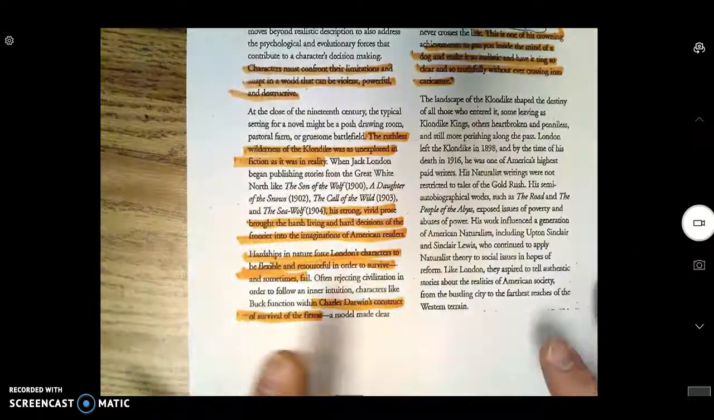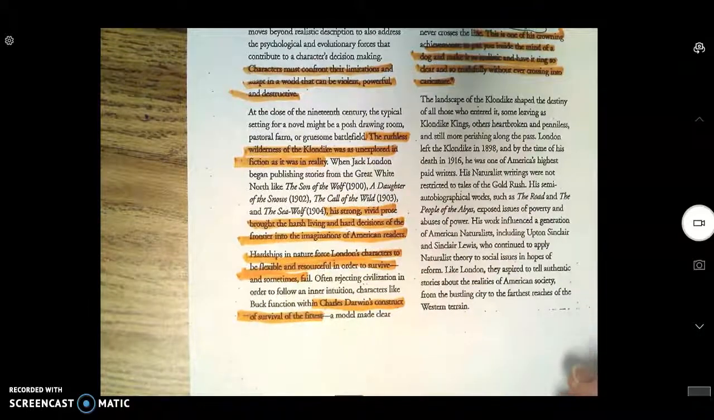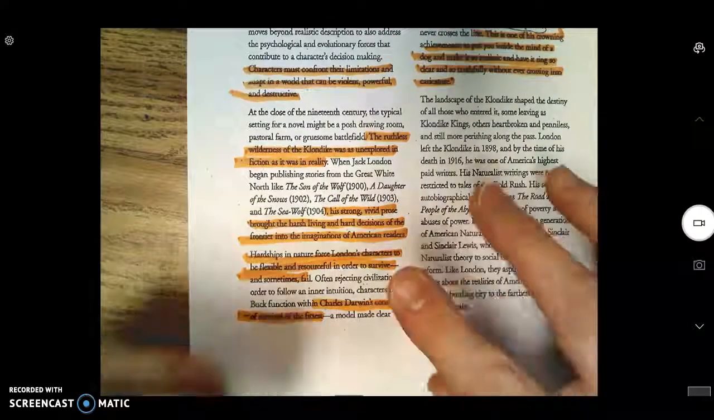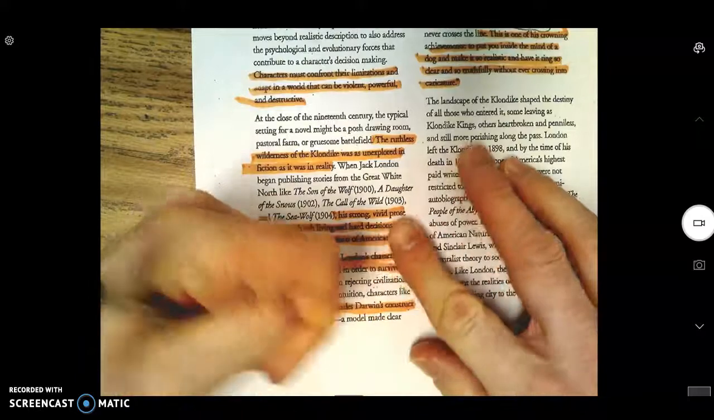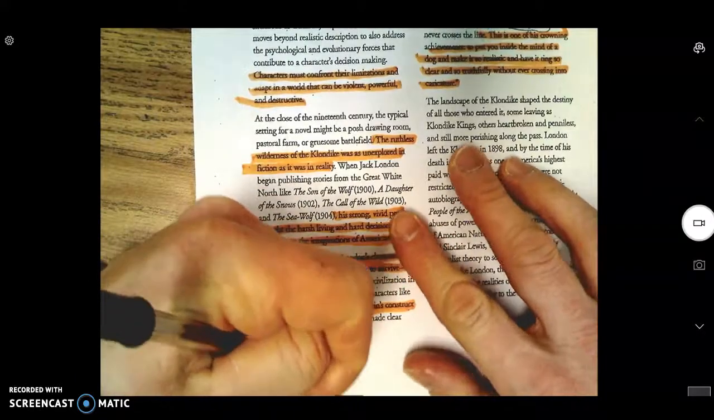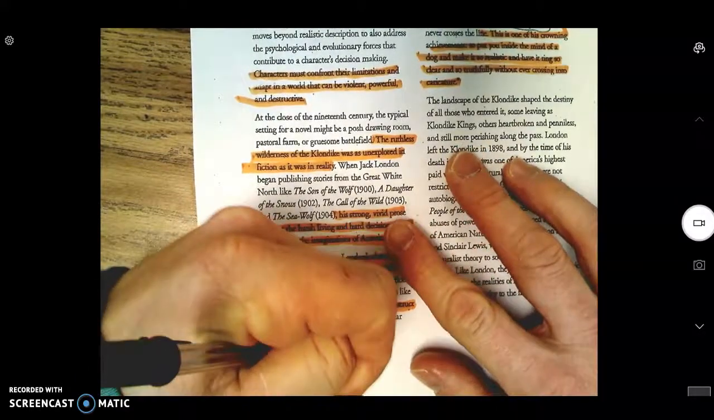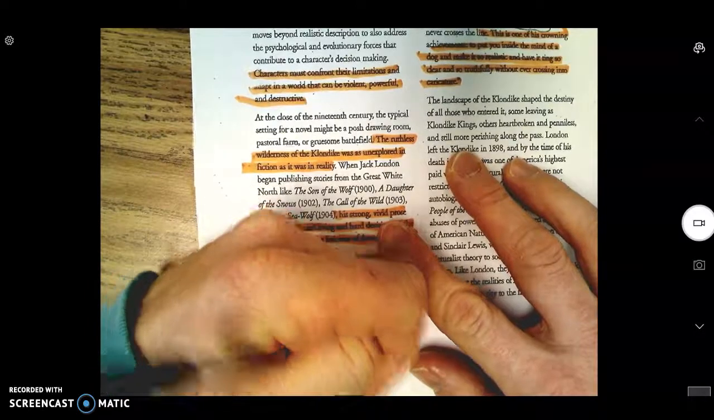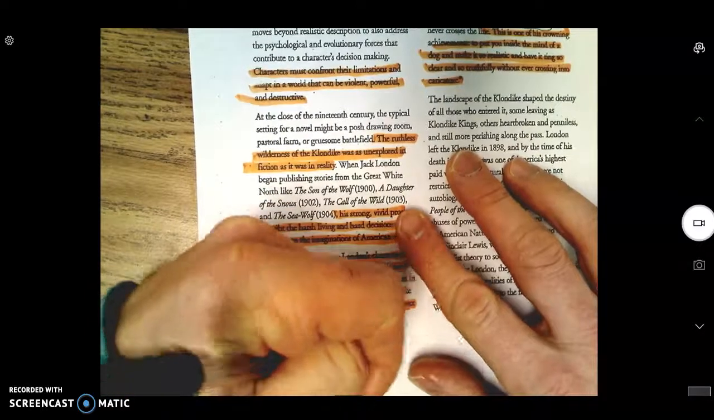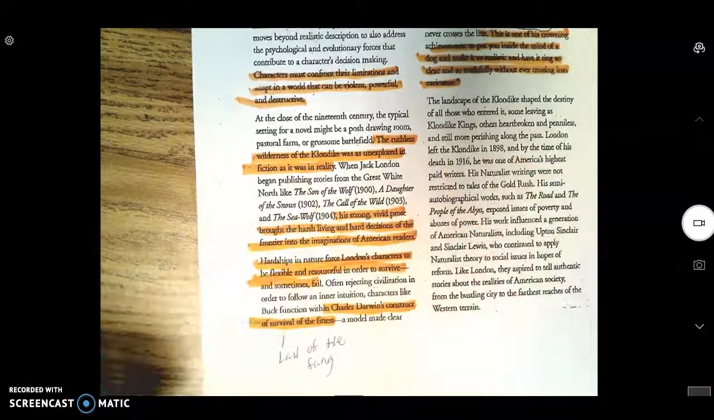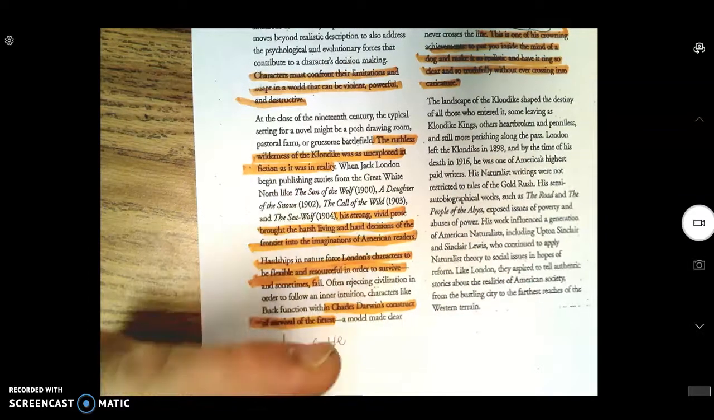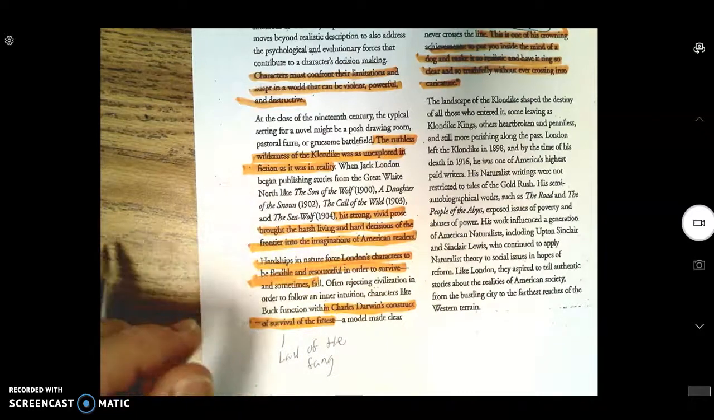Over here, Charles Darwin's construct, survival of the fittest. You probably saw, at the beginning of chapter two, they talk about the law of the fang. So I'm going to write that in there. Law of the fang. And that's pretty much only the strong survive. Eat or be eaten, survive by any means necessary. That's the law of the fang, also known as survival of the fittest.